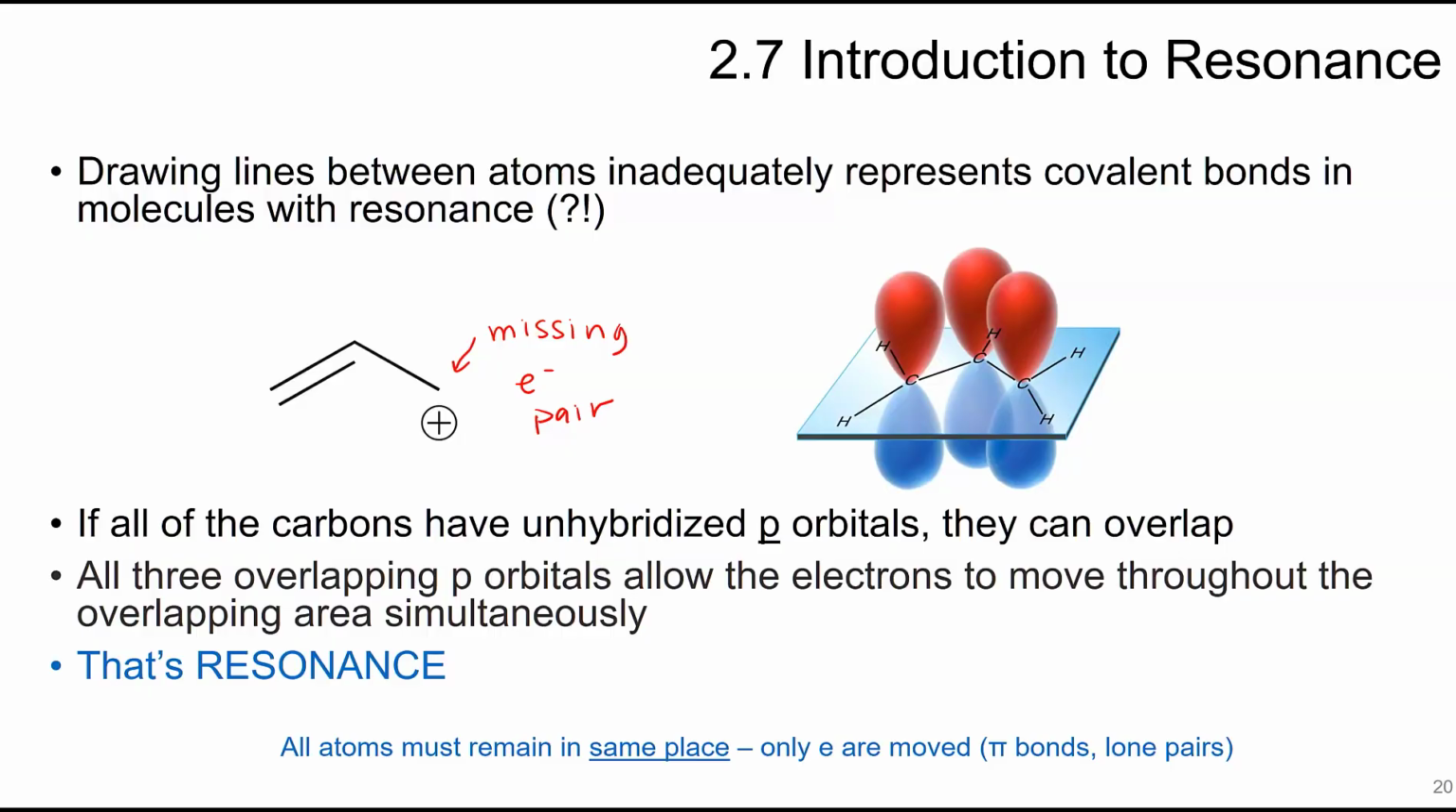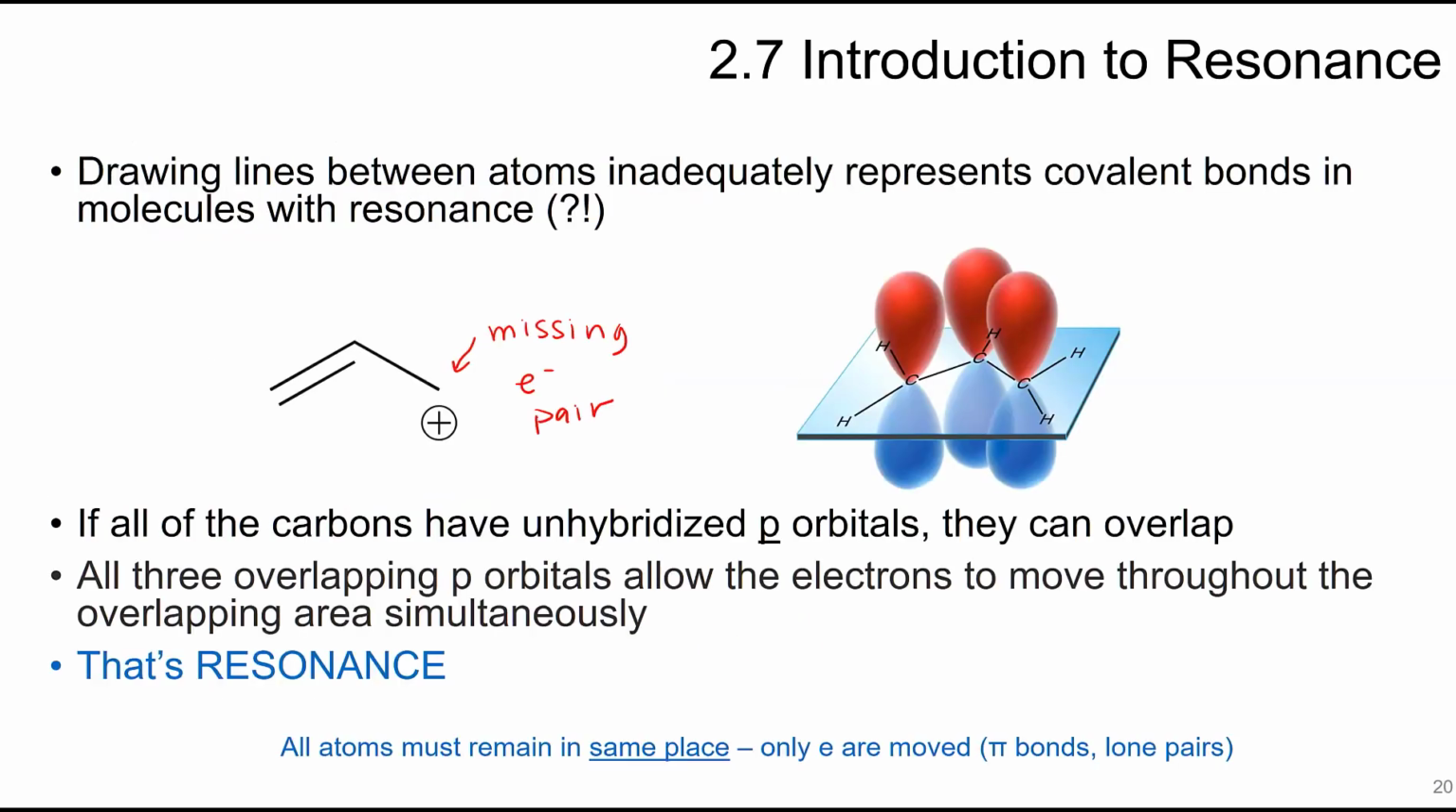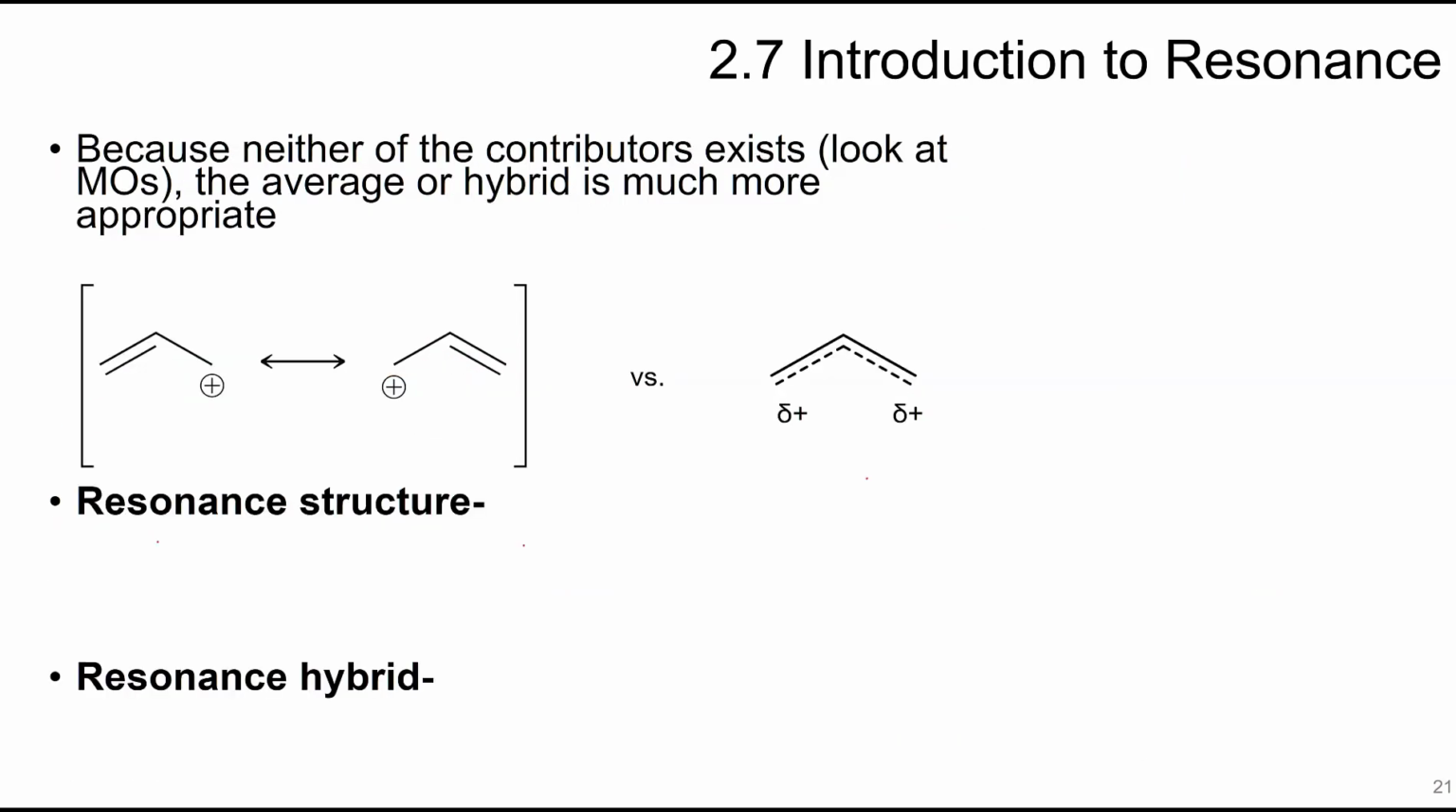All atoms must remain in the same place. Only electrons are moved. So we can move pi bond electrons or lone pair electrons. Because neither of the contributors exist, if we look at the MOs, which I won't make you do, we can look at average hybrids. So I'm going to go back one here. If we drew the resonance structure of this one, or if you look at those train tracks moved back and forth, this is essentially what we were drawing. So we've moved the pi electrons to a different bond that was having an empty orbital. So the average or hybrid is much more appropriate to use.